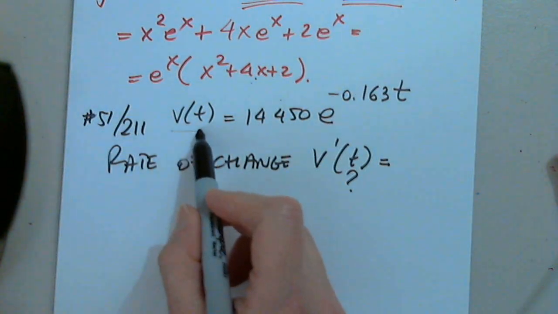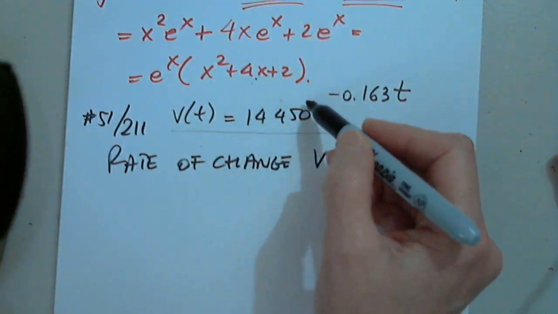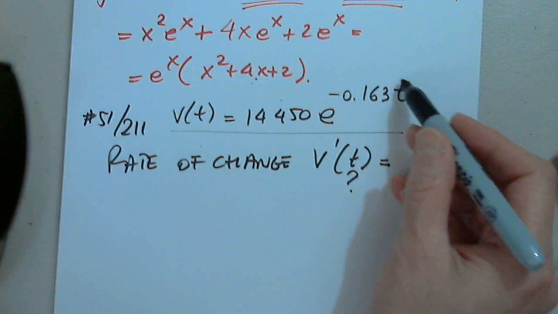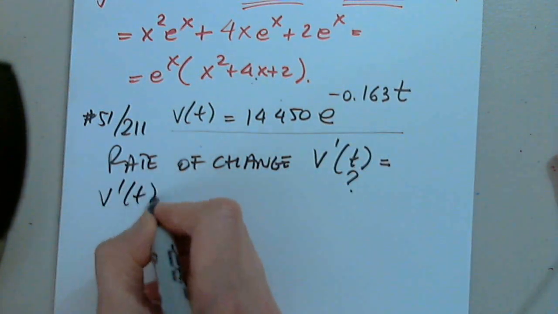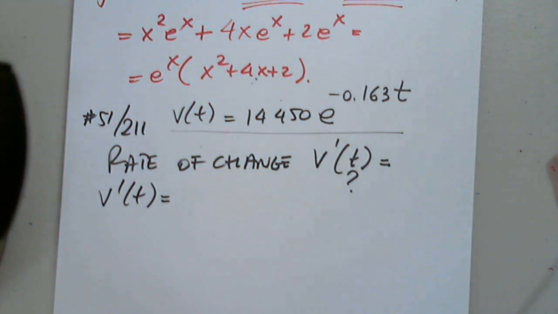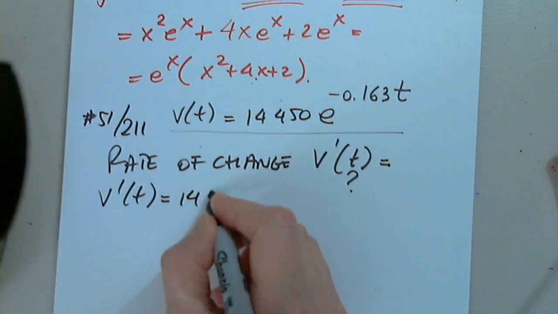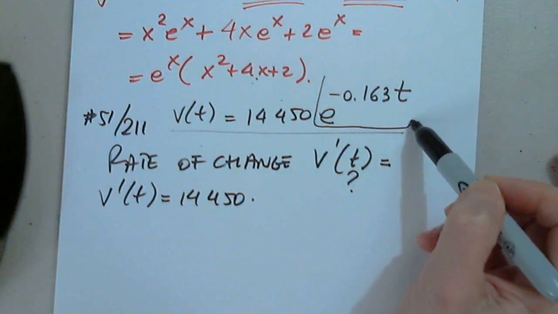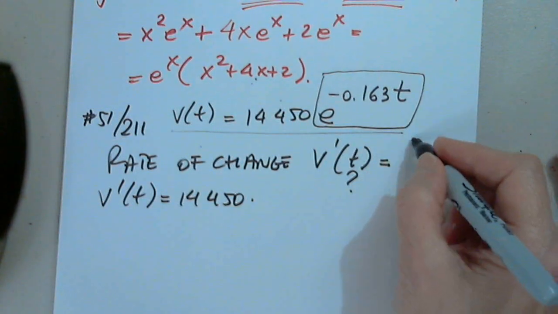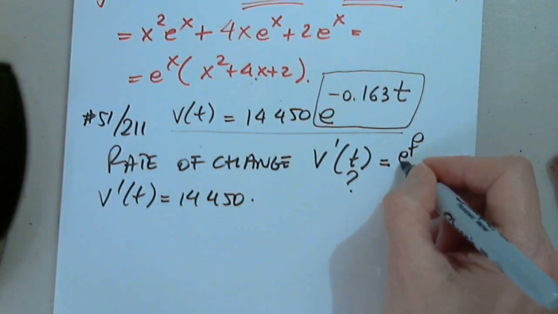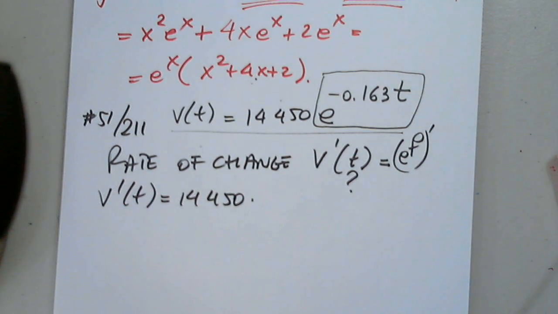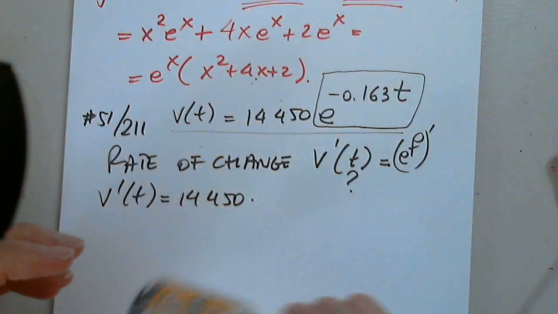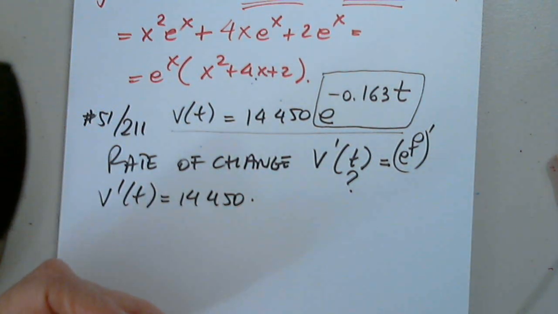So let's look at this function. It has a constant in front, e to a function. So let's find v prime of t. I copy the number, and then how do I differentiate this? Remember the formula? This is e to a function, prime. And I'm going to delete it from there because I don't want you to get confused.